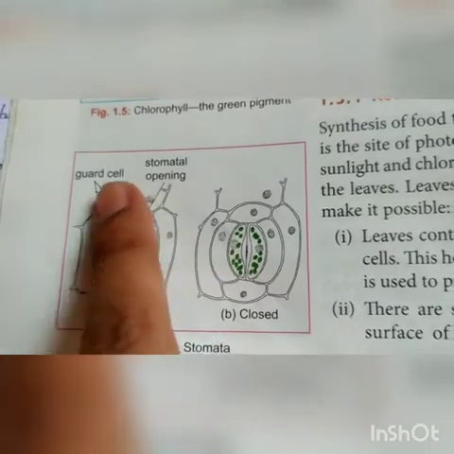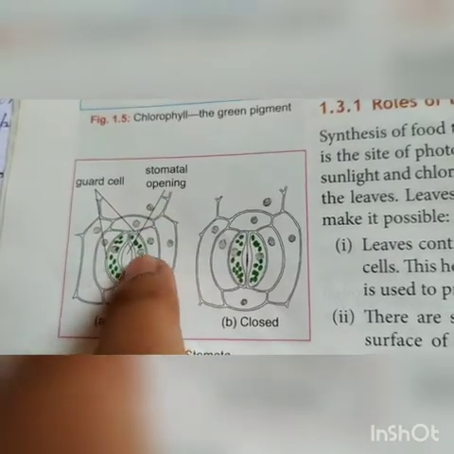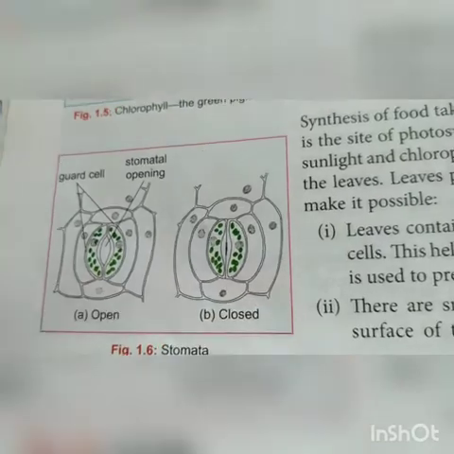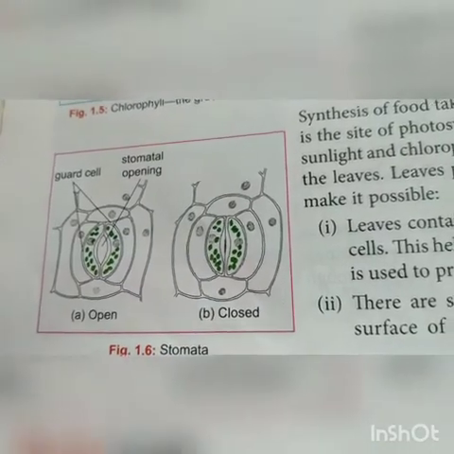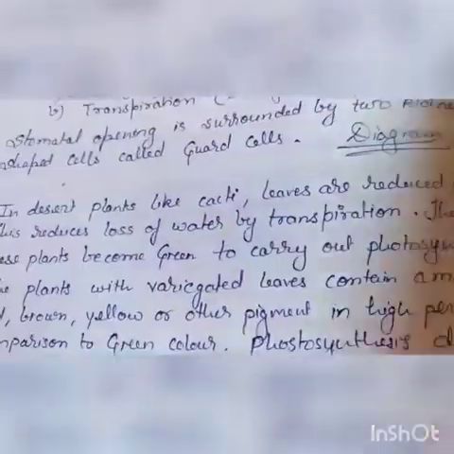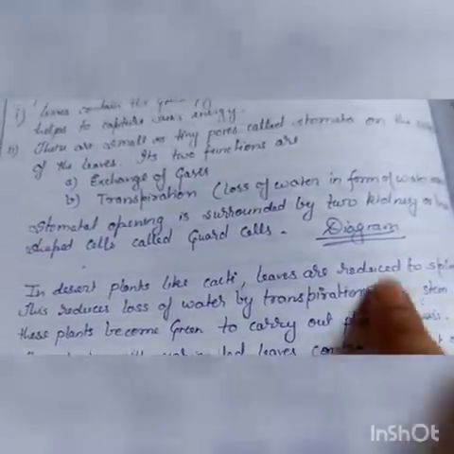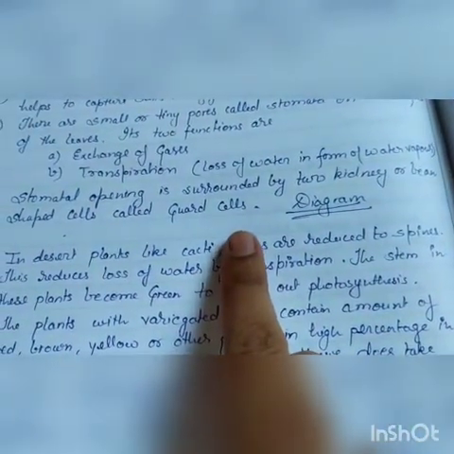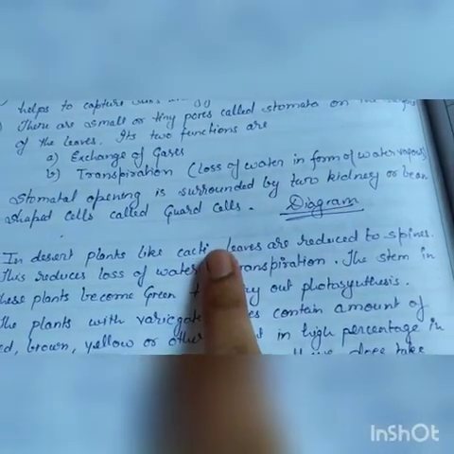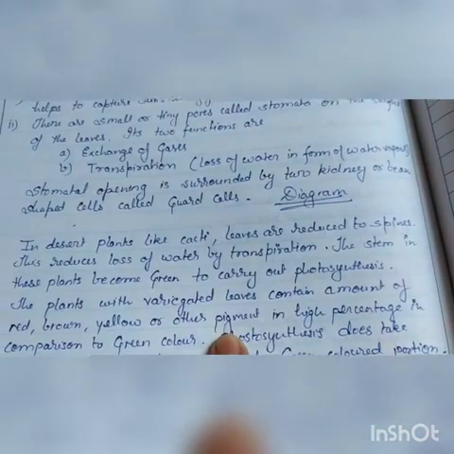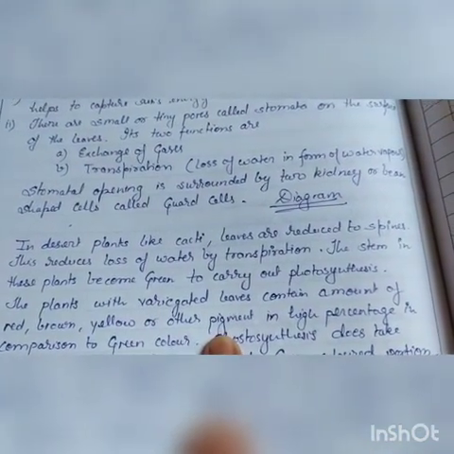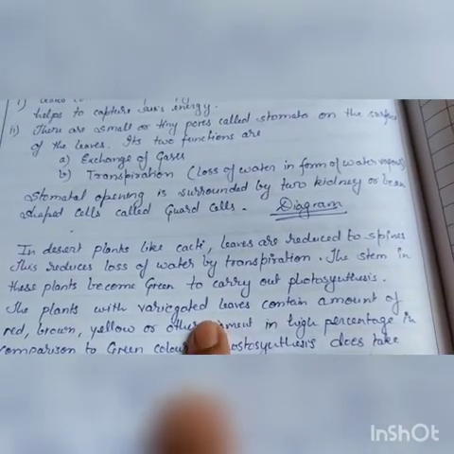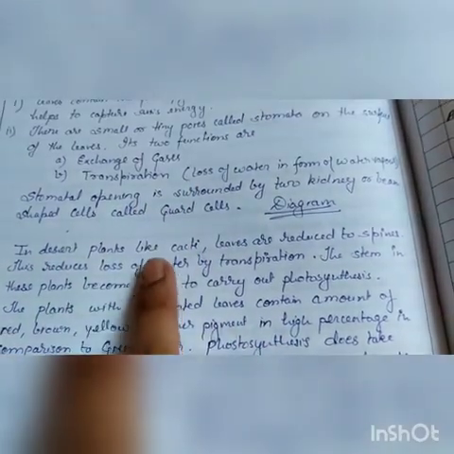See, this is the position in which the stomata is open, and this is the position in which the stomata is closed. So guard cells are like the door of the stomatal opening. What we were studying, the stomatal opening is surrounded by two kidney or bean shaped cells called guard cells. You can make the diagram by pausing the video, because it is important, and sometimes it is asked to write the function and structure, both, of stomata. So you should remember the structure and the functions of stomata. These two are the functions, and the structure I have already shown you.